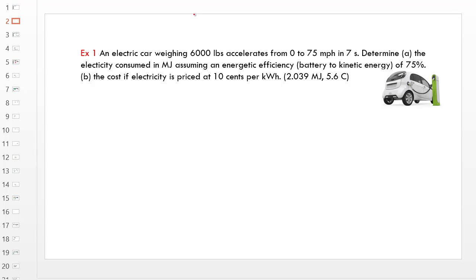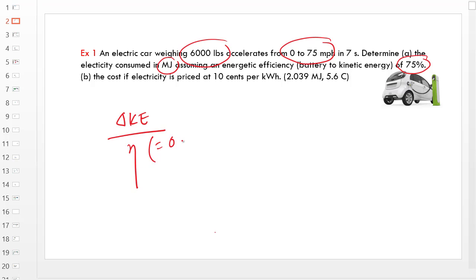Hello and welcome. In this problem, an electric car weighing 6,000 pounds accelerates from 0 to 75 in 7 seconds. We have to find the electric energy consumed in million joules, given that the car has an energetic efficiency, that is the battery electrical charge to kinetic energy efficiency, of 75%. So simply, the electricity consumed will be the change in kinetic energy divided by the efficiency, which is 0.75. So it's quite a simple problem.